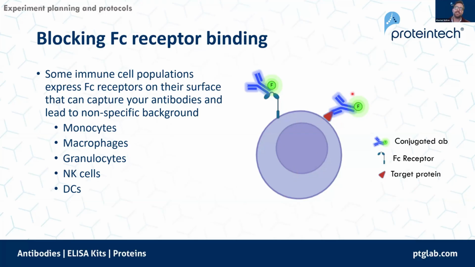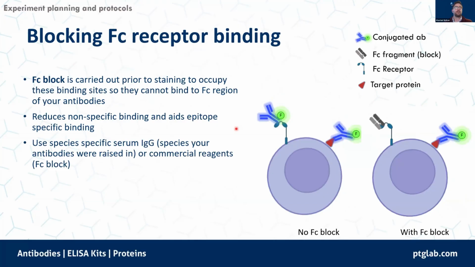This is how we want our antibody to bind specifically to our target protein. These Fc receptors bind to the Fc fragment of your primary antibody, which would lead to a non-specific background. So effectively what we do with Fc block is we introduce this Fc fragment, and what that does prior to your antibody staining is it occupies those Fc receptors so that they can't bind non-specifically to your primary antibodies, and as a result you get a nice specific signal.